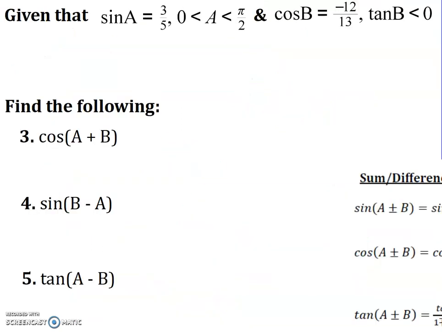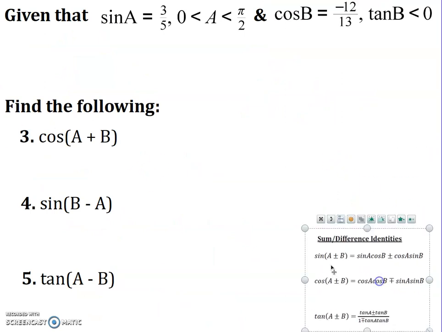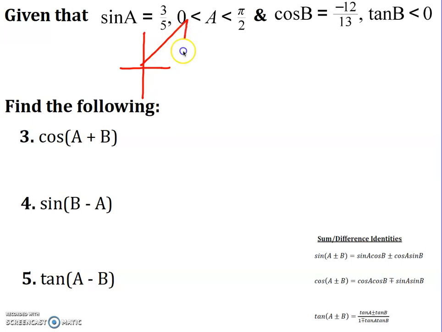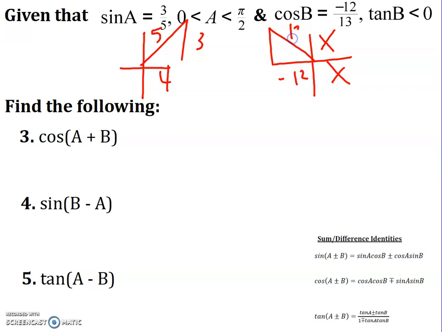All right, got to keep moving. Here we go. All right, given that sine is equal to 3/5, it's in the first quadrant. 3, 5, guys, 4, and cosine B when tan is less than 0. So cosine's negative, all senior state, so it's not in those two. Tan is negative, so it's got to be this guy. Negative 12, 13, I think that's 5. Yep, 5. Okay. This guy is A, that guy's B.